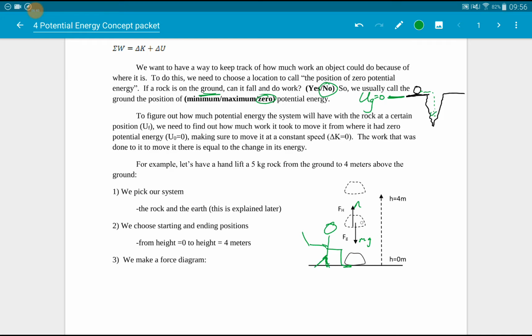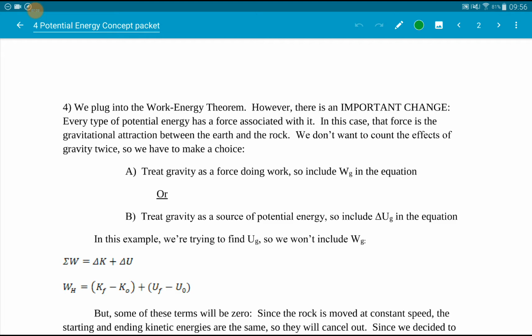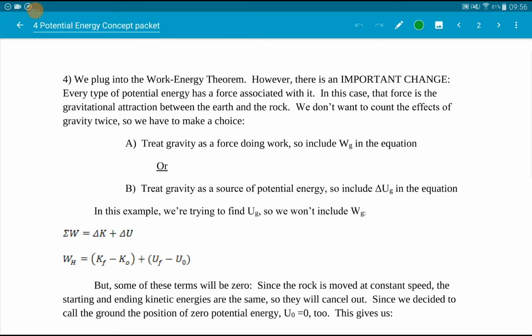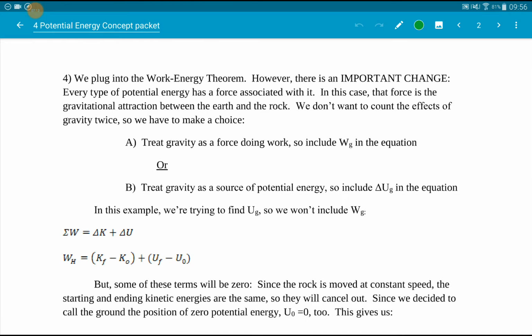So the hand is lifting it up, and it's going at this constant speed, constant velocity, to make it a very simple scenario here. So we pick our system, the rock and the earth, and we'll talk about why the earth is in the system there, and choose a starting and any position from height 0 to height of 4 meters, the beginning to end of our problem. And then we make a free body diagram, which was given right here. I'll move to the next page. Okay, now we plug in the work energy theorem, notice not work kinetic energy, but work energy theorem.